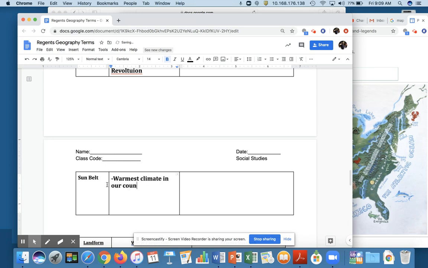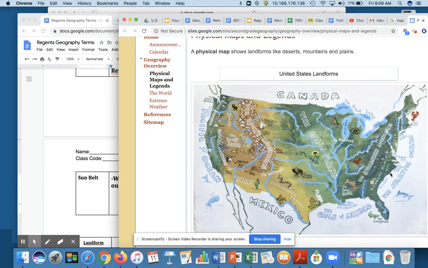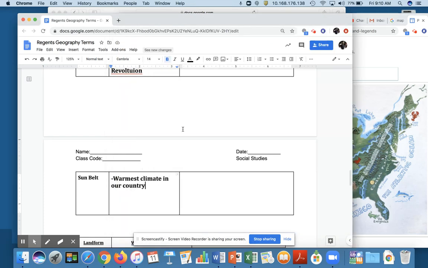in our country. So a lot of older, elderly people, especially living in New York, will move to a place like Florida because it's a warmer area. It's not as much extreme weather. I mean, they have a lot of hurricanes, but in terms of the climate, it's a lot calmer and more relaxing. You don't have to worry about the freezing cold winters in New York. Okay, so it's the warmest climate in our country. That's all you really need to know.